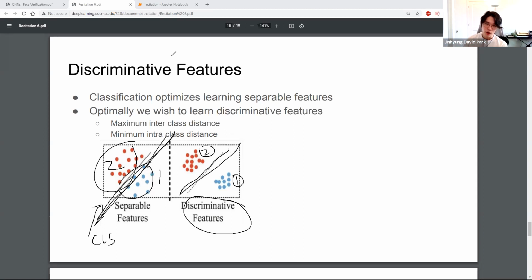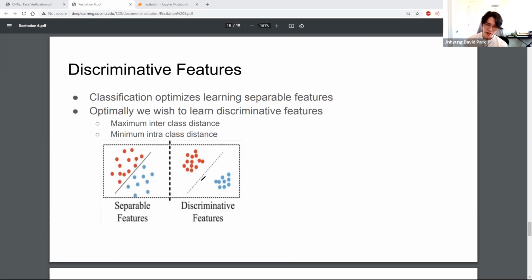So not only do you want to separate them here, you also want to make this margin as big as possible. People who are familiar with SVMs will understand what I'm talking about here. So not only do you want the two features to be separable, you want them to be far apart from each other if they're different classes. And if they're of the same person, you want them to be as close together as possible. So that's what discriminative features are: you have maximum interclass distance and minimum intraclass distance.